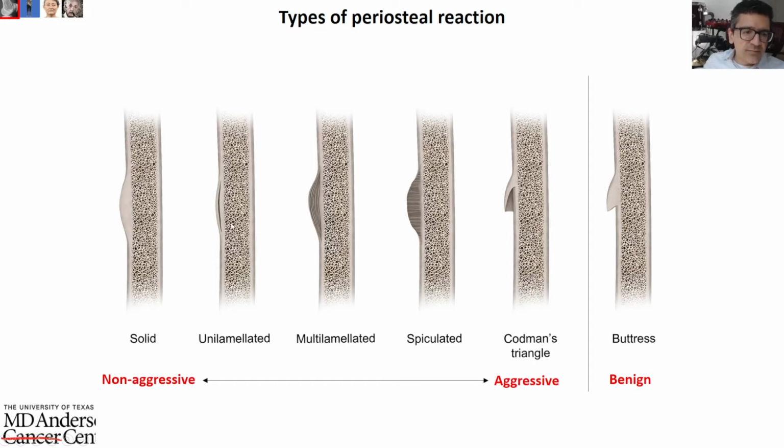First, unilamellated, this is where the periosteum is elevated, and you just have one kind of layer of mineralized periosteum. Multilamellated is the same thing, just multiple times over. This is sometimes called onion skin. There's a spiculated periosteal reaction, which we'll talk about later. People talk about hair on end or sunburst. It's all essentially the same thing. And Codman's triangle is where you have periosteum elevated and tumor infiltrating deep to it.